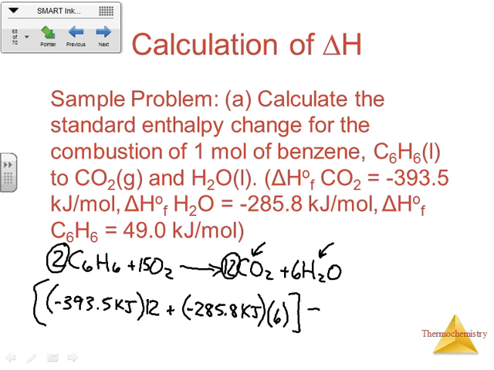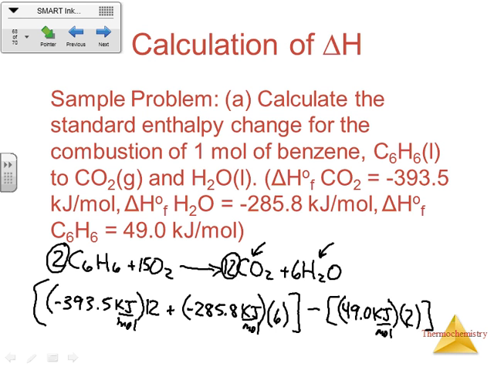Then we're going to subtract the reactant side, and the C6H6 is 49.0 kilojoules per mole on this one. Okay, so 49.0 kilojoules, and we're going to multiply that times 2. I'm being a little sloppy with my units here, in case you guys didn't notice. These all should be kilojoules per mole. And then we're multiplying this by 12 moles, and this one should be kilojoules per mole, and we're multiplying it by 6 moles. This one should be kilojoules per mole, and we're multiplying it by 2 moles.